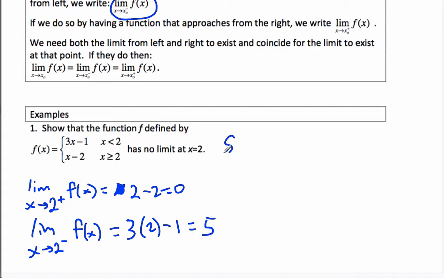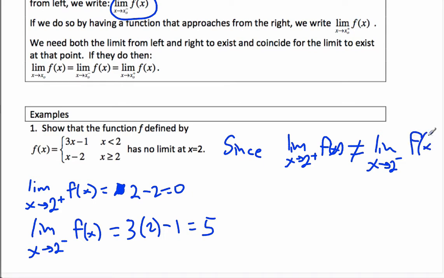Okay, so you could say since the limit as x tends to 2 from the right of f of x does not equal the limit as x tends to 2 from the left of f of x, then the limit as x tends to 2 of f of x does not exist.